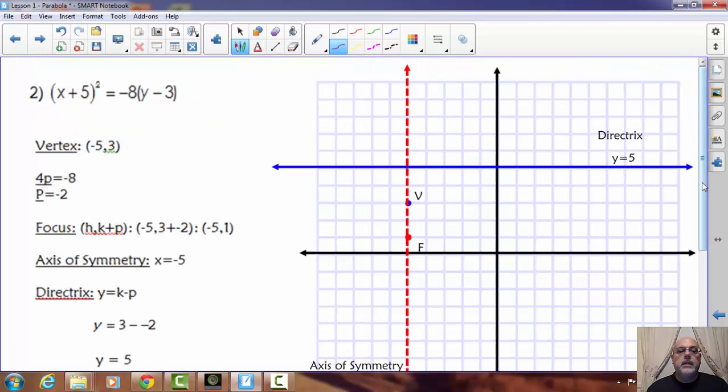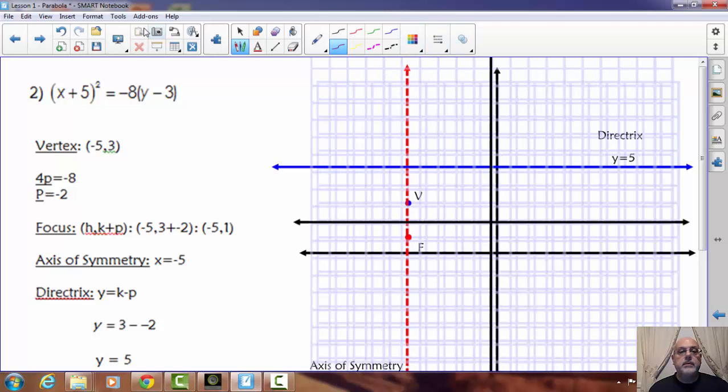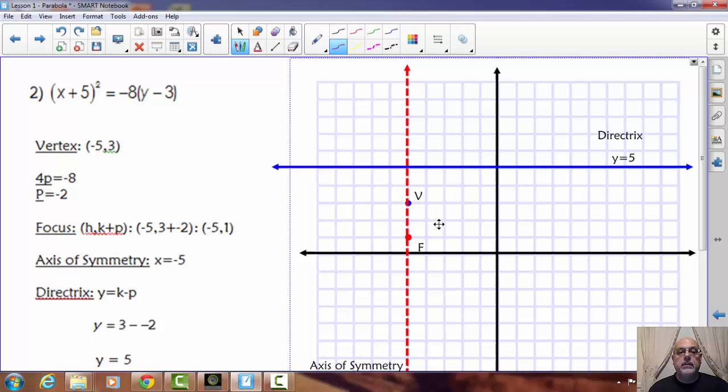The next one, the x term is squared. That means it's opening either up or down. 4p is -8, therefore p is -2. If p is less than 0, the parabola will open down. So the focus will be in this axis of symmetry line, this line of x equals -5. So it's going to be along this line of x equals -5, and since it's opening down, it will be below the vertex.